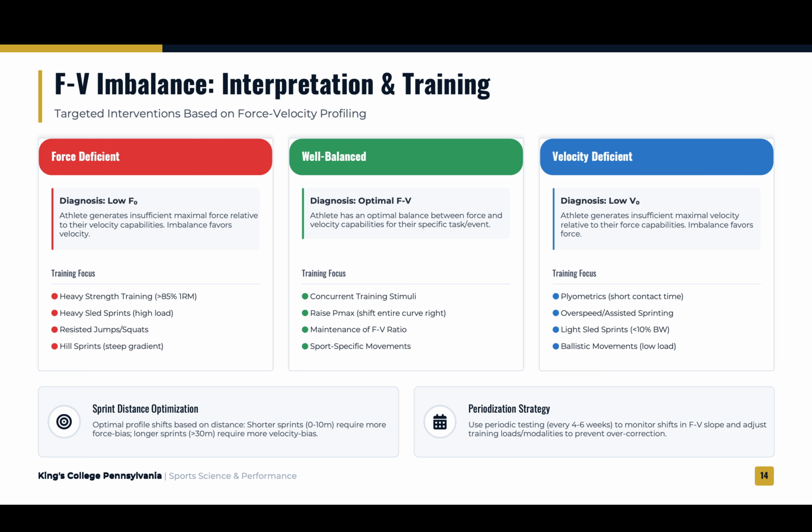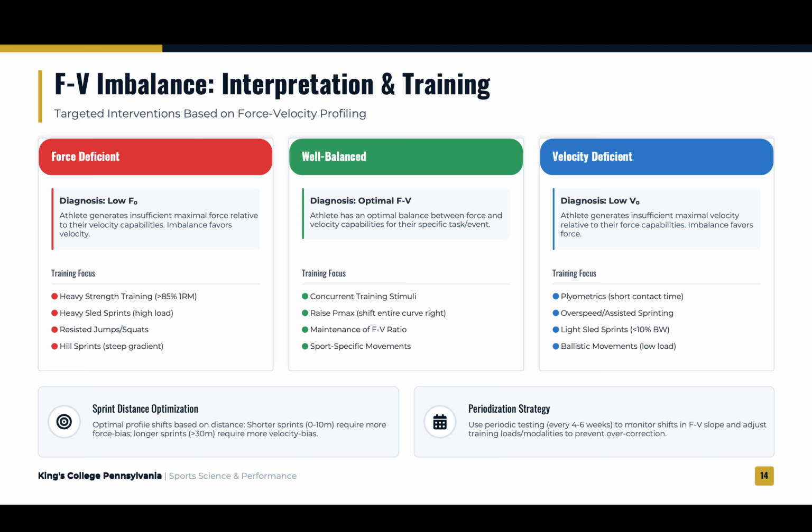If the athlete is well balanced, the training focus would be on concurrent training stimuli, maximal power, peak maximal power. You shift the entire curve to the right. You maintain the force velocity ratio, and you do sport specific movements. If there's a velocity deficit, so the athlete is not fast enough, you focus your training on plyometrics, overspeed or assisted sprinting, light sled sprints, less than 10% of body weight, and ballistic movements.